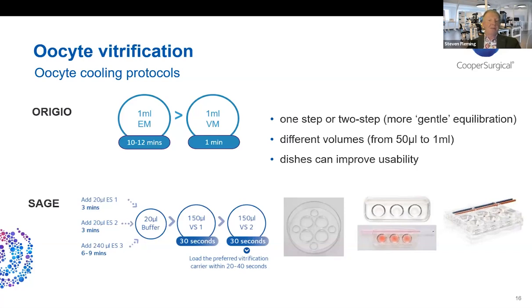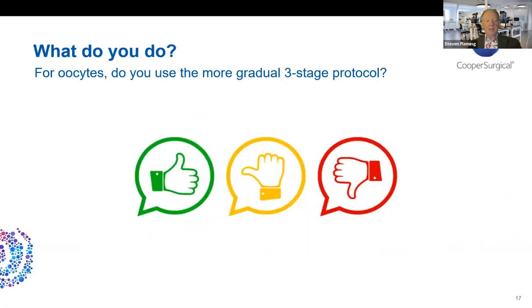Again, different volumes may be used, but larger volumes are more likely to minimize evaporation of media, particularly during equilibration, which can last up to 15 minutes. And certain dish designs can help you handle the material. And I've always found that the use of 2 drops of vitrification solution is particularly useful.